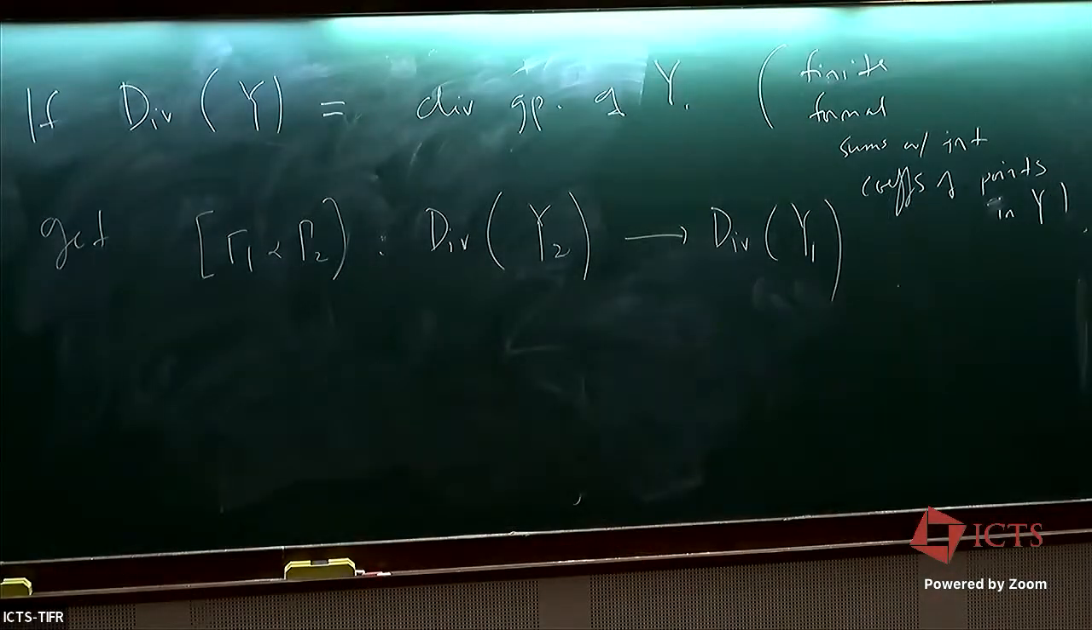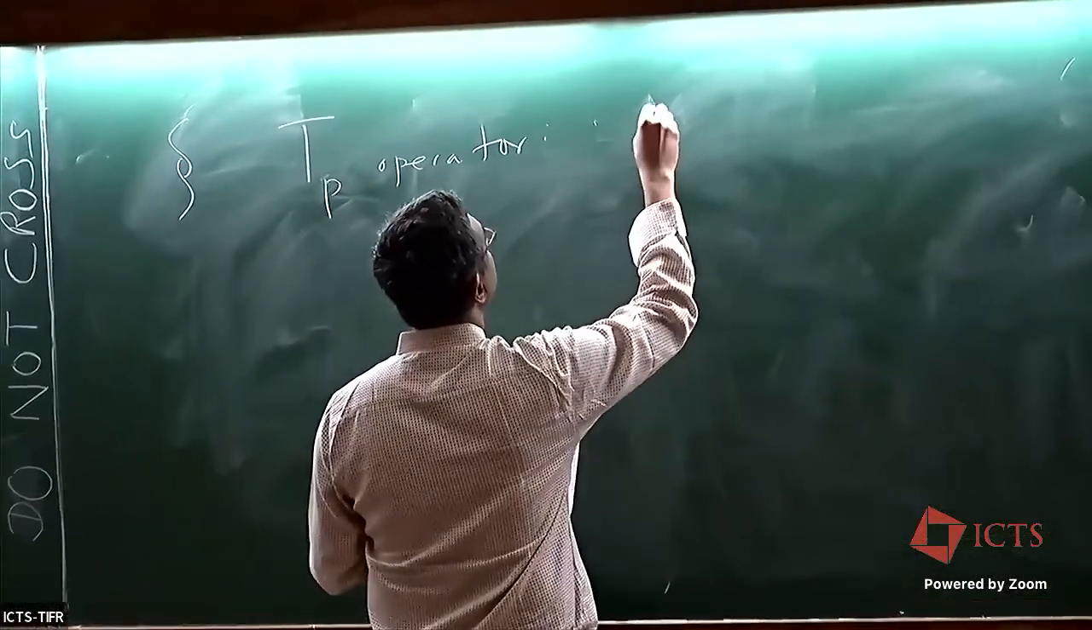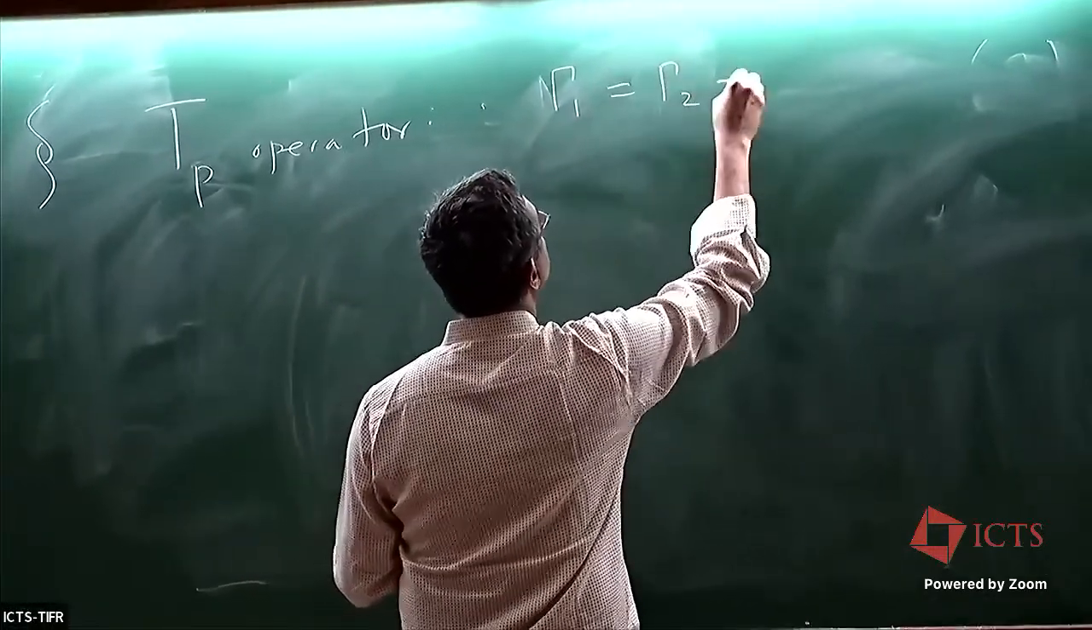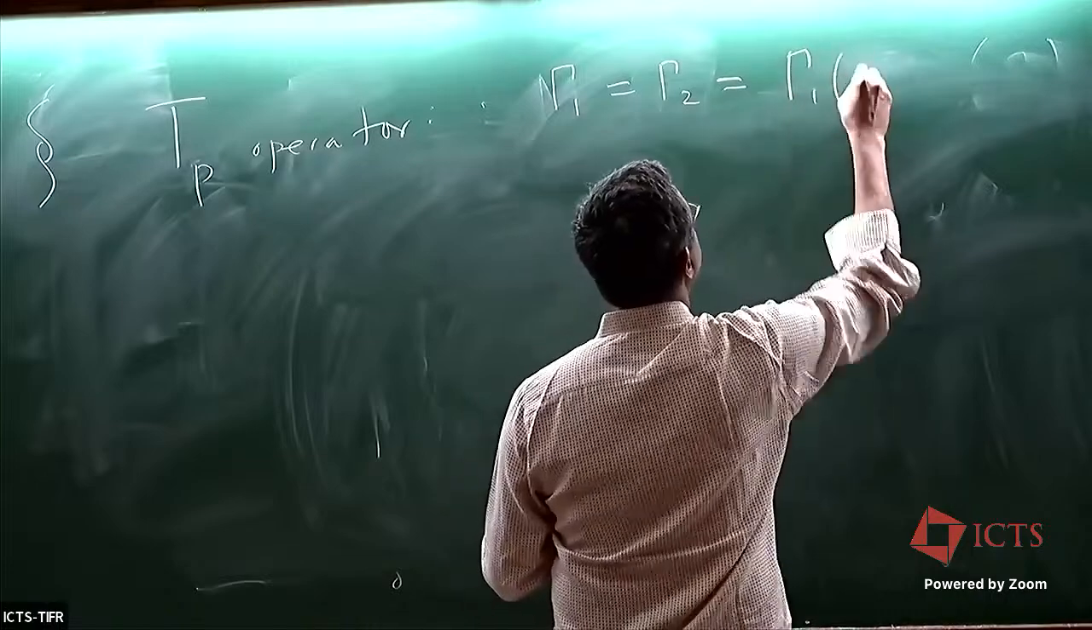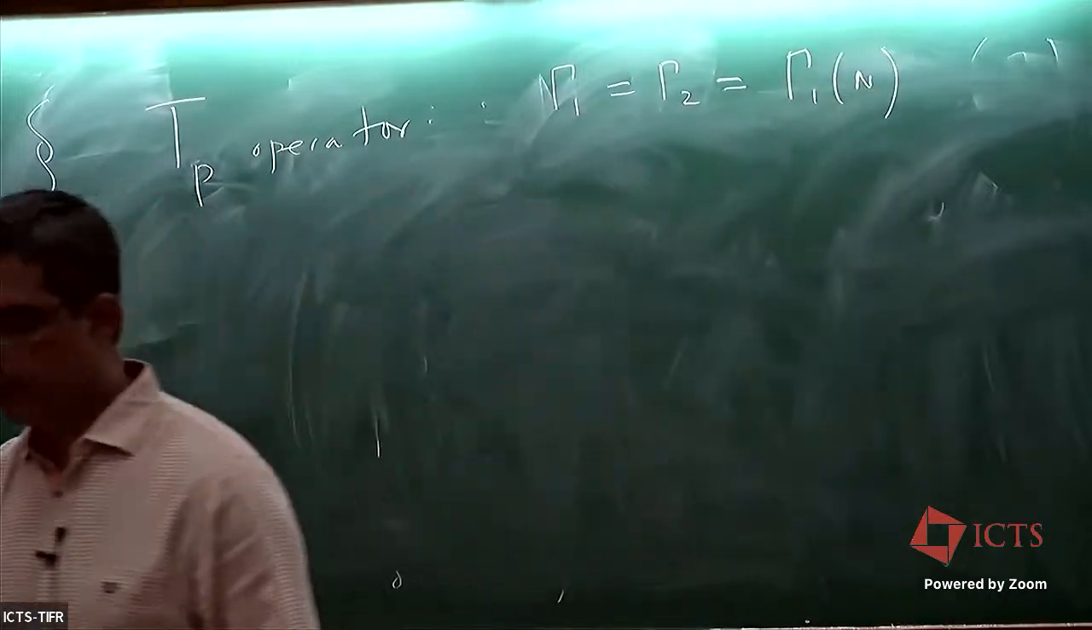Okay, so the T_p operator, p is a prime. I'll write that. So what do we do? We specialize gamma 1 and gamma 2 both to, let's say, gamma 1(N). It's a bit more complicated for gamma 1(N). As you'll see, it's a little simpler for gamma naught(N). I notice some of the speakers are assuming gamma naught(N), but let me try and do as many things as possible with gamma 1(N).